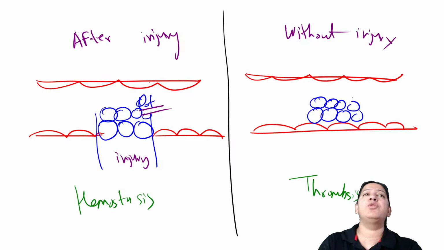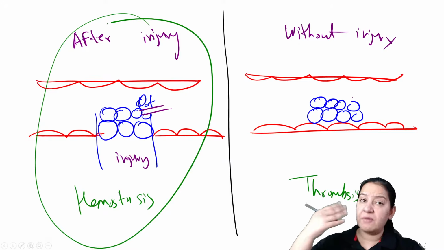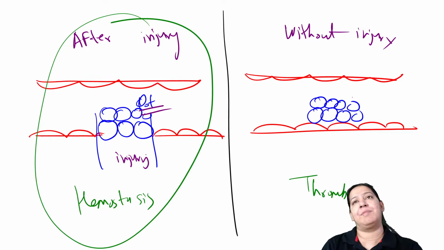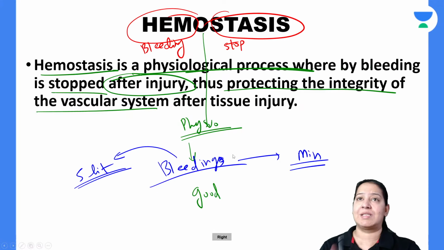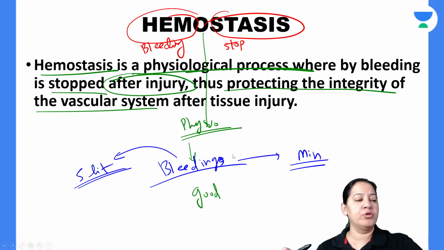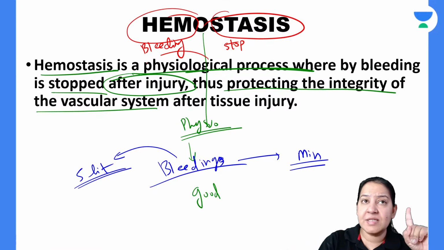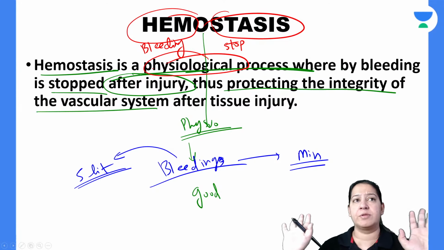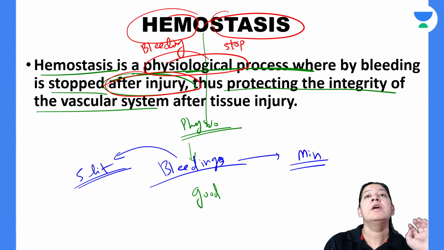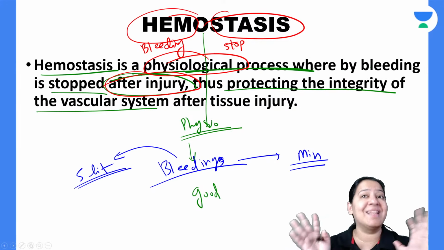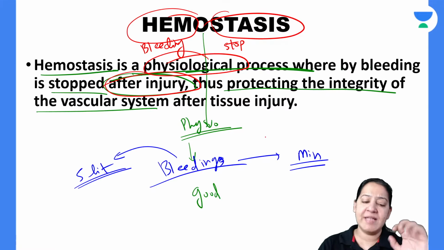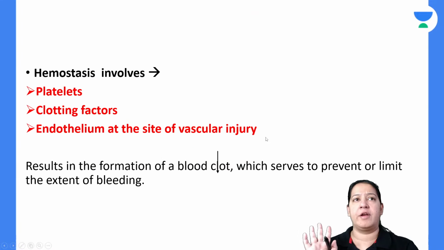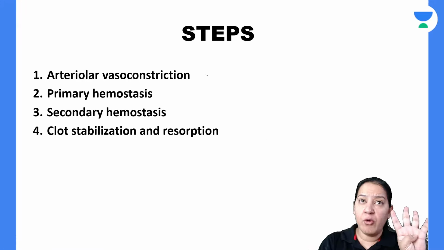So first let me teach you hemostasis in detail. The steps of hemostasis, how this clot formation takes place. The same steps we will apply in thrombosis. The only difference is that it occurs without injury. So let me start hemostasis. As I have already told you, hemostasis is a physiological process. It is not a pathological process, and it occurs after injury. So here clot formation takes place to seal the site of the injury. It protects the integrity of the vascular system. I hope you got it. Now how does it take place? There are four steps.